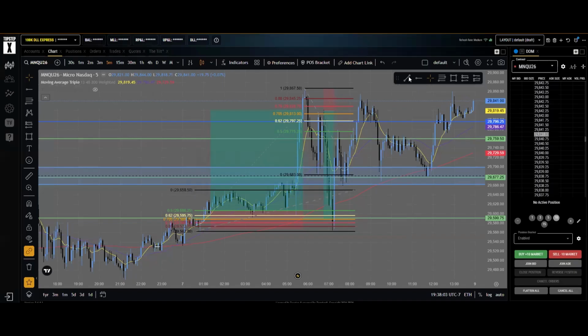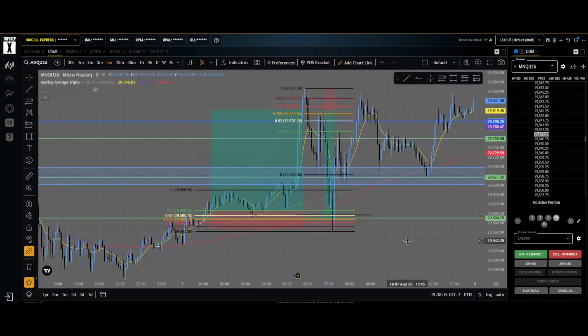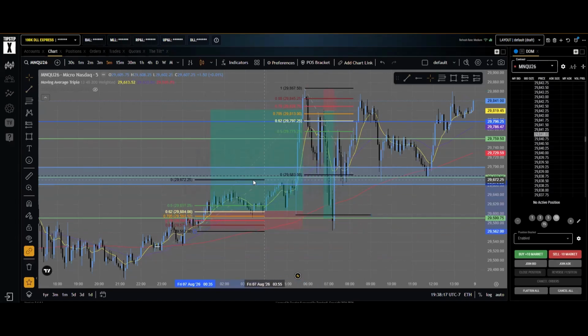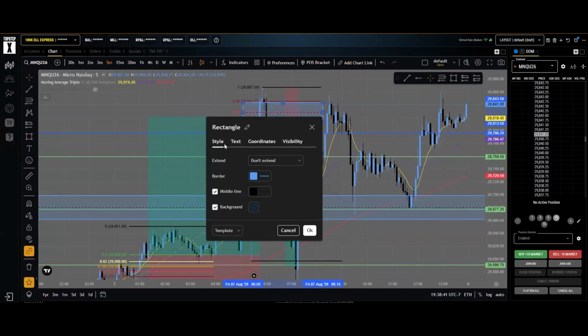And for people that know about ICT concepts, there's such a thing as data wicks, which is right here. Data wicks, right? So I woke up in the morning, seeing that there's a data wick. We were pushing so high. Eventually we lost some steam. And knowing ICT concepts, you know that this fair value gap right here should hold to continue higher.